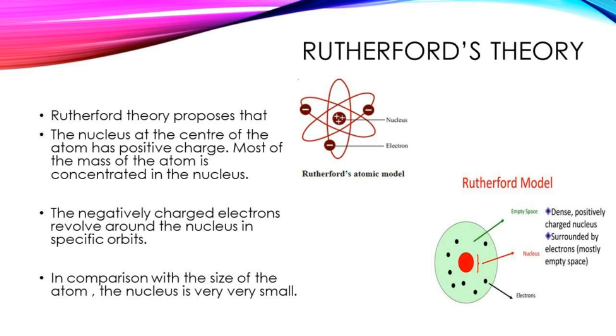The next point, the negatively charged electrons revolve around the nucleus in specific orbits. And he said that electrons are revolving around the nucleus in an orbit. Next, in comparison with the size of the atom, the nucleus is very small.